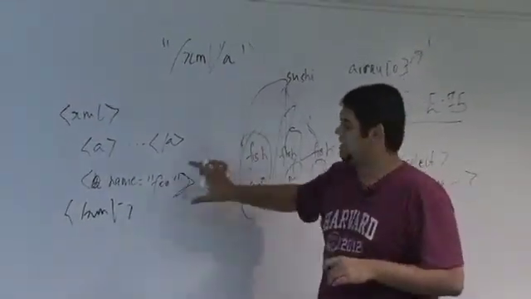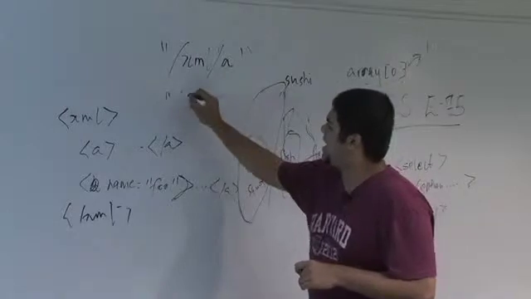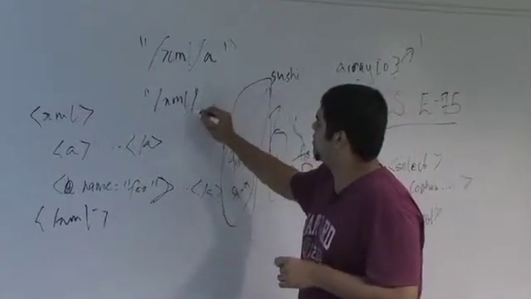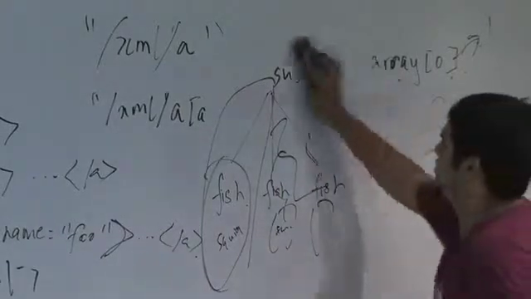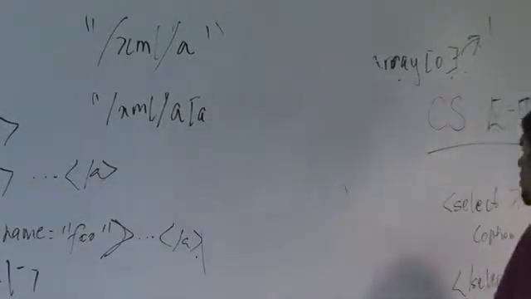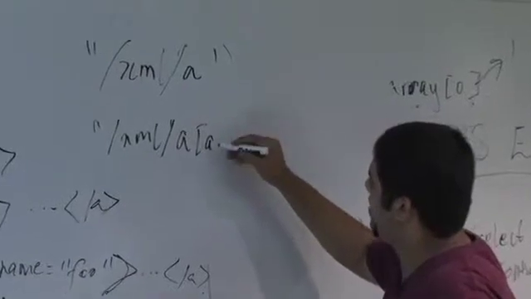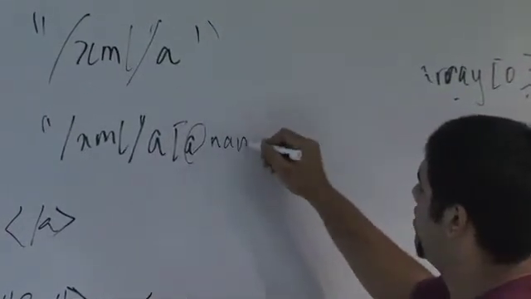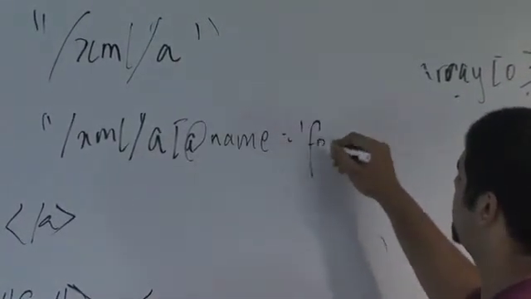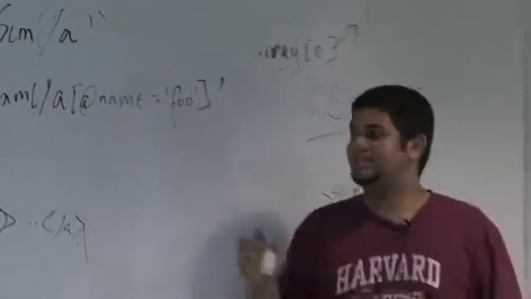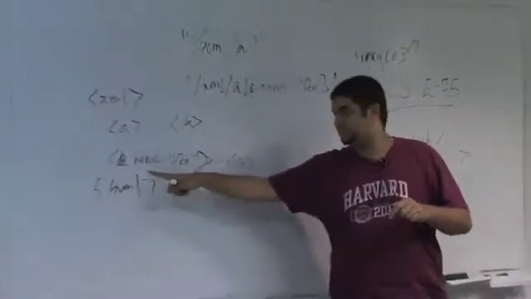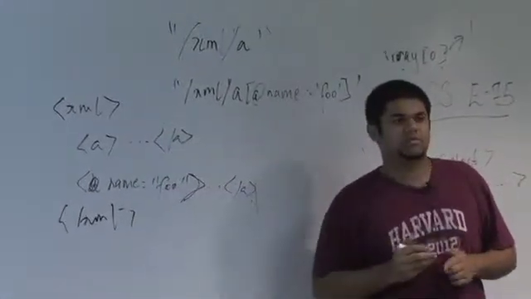If I want all the books that are tagged with foo, I would say XML, let me erase this, XML A at name equals foo. This basically gives me all the A's that have this attribute equals foo. Does that make sense? Cool. Questions?